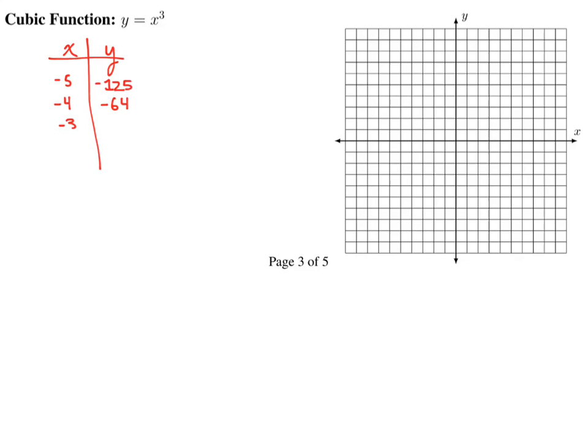Same x's as before. This time the y's kind of go crazy, all the way down to -125 and all the way up on the positive side to positive 125. So when you make your scale, the x's can still go by ones. I went by tens on the y's.